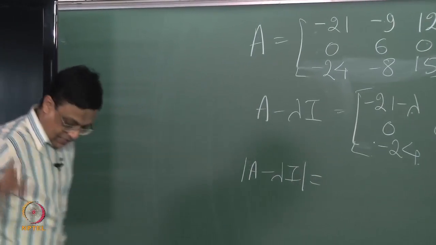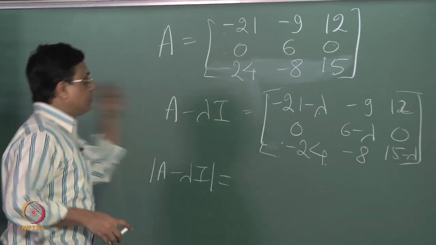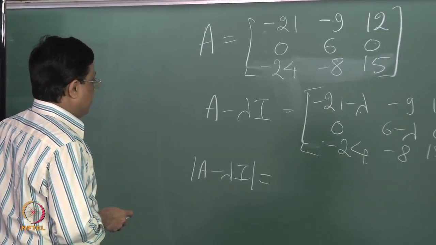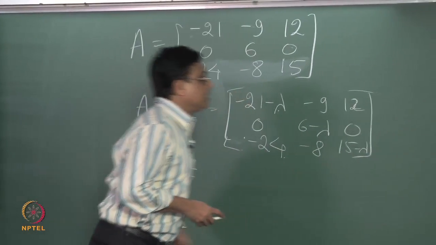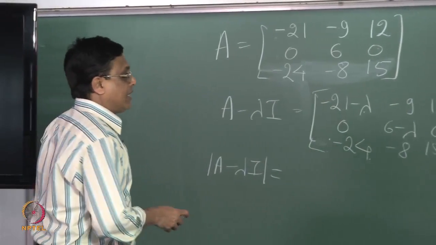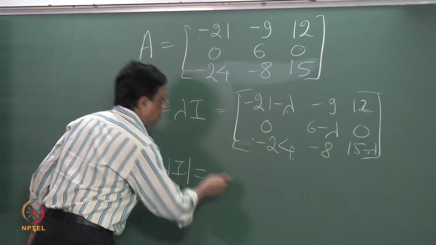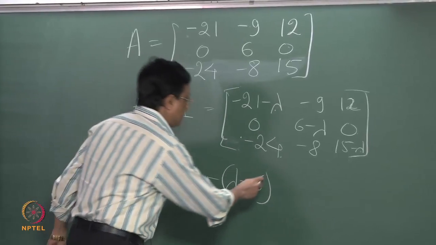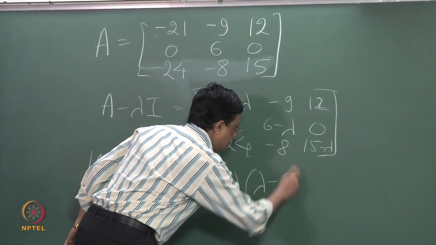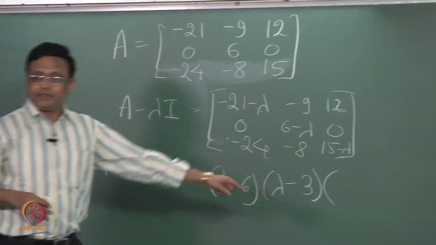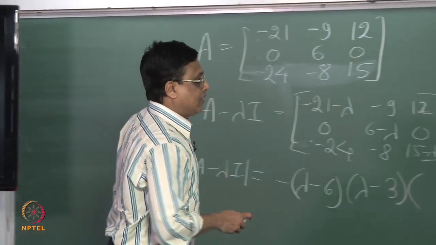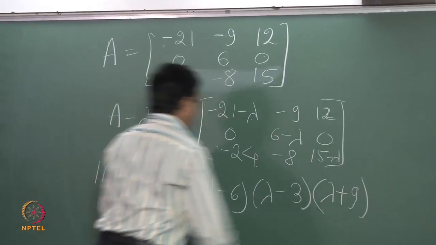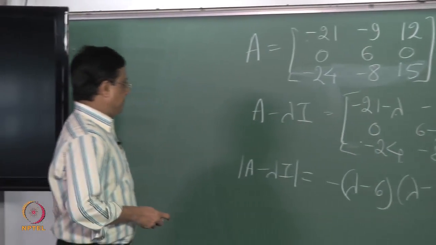I leave it as an exercise for you, that when you write it in this form, you should be able to evaluate. In fact, there will be a dominant diagonal and you should be able to write. I am leaving this as an exercise for you to write it in terms of factors. What is the third factor? Lambda plus 9. Yeah, you should be able to derive it like this.